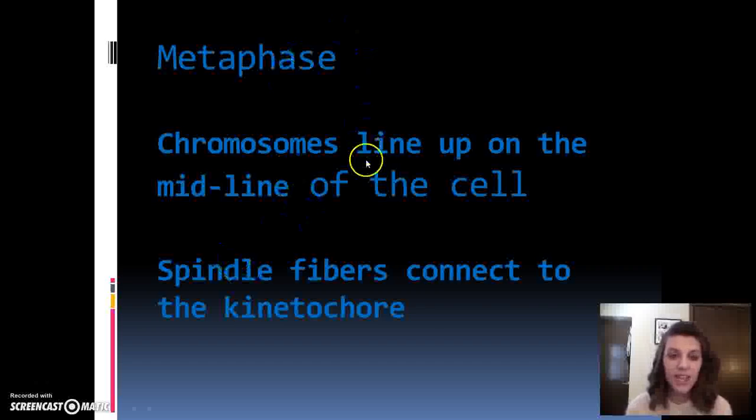All right, and then we have metaphase. When I think about metaphase, I think about middle. All right, so those chromosomes line up in the midline of the cell or along the equator. And those spindle fibers are going to help move them there, and then they're going to connect to the kinetochore. So that's just part of the chromosome where it's going to connect.